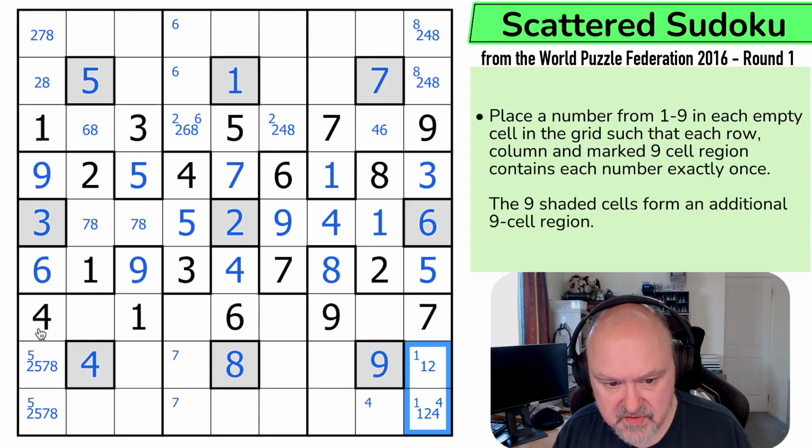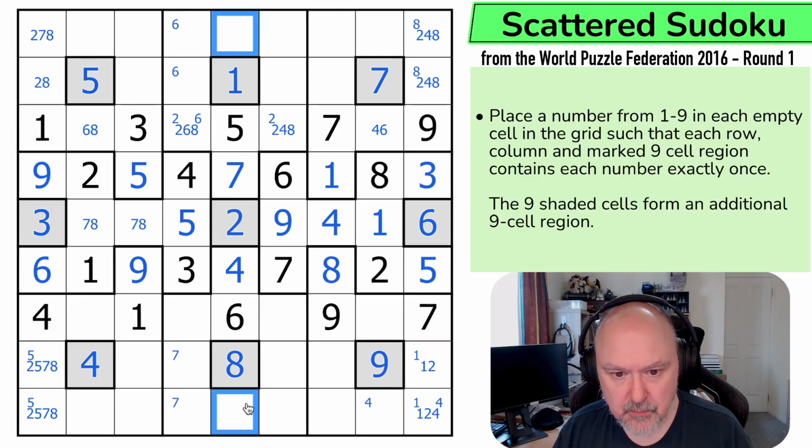I don't know what I'm doing. This is still a nightmare to scan. What's this pair? Maybe this will help. 1, 2, 3, 4, 5, 6, 7, 8. 3 and 9.